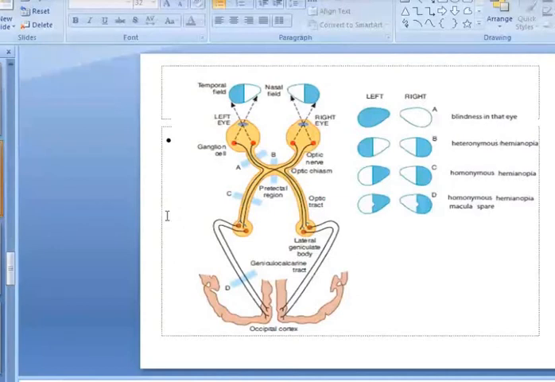This is the pathway. So they form Meyer's loop like this, from the temporal lobe they go and join here. That's why macular sparing is there. It means these fibers are spared, isn't it? They will not be affected. Meyer's loop fibers are not affected. That's why macular sparing will be there. Am I clear?